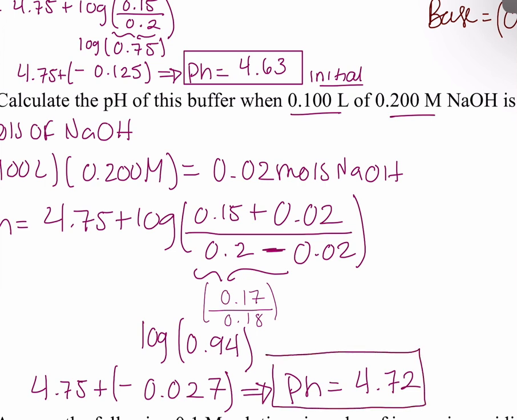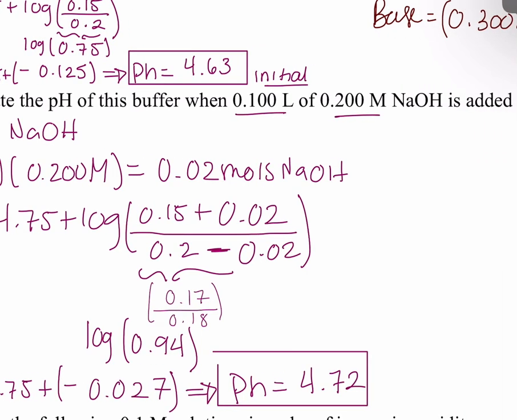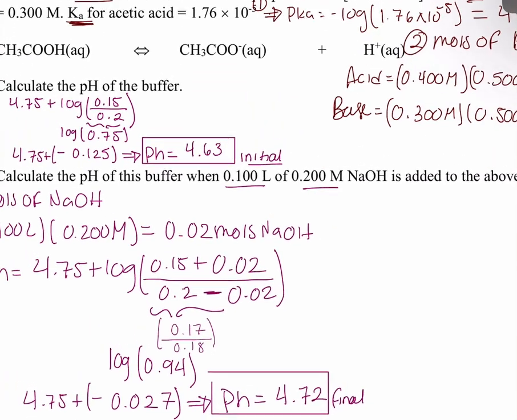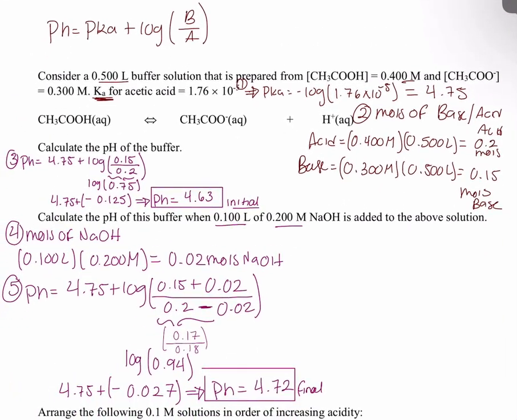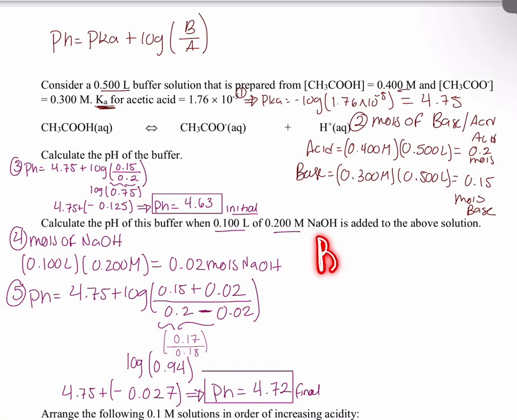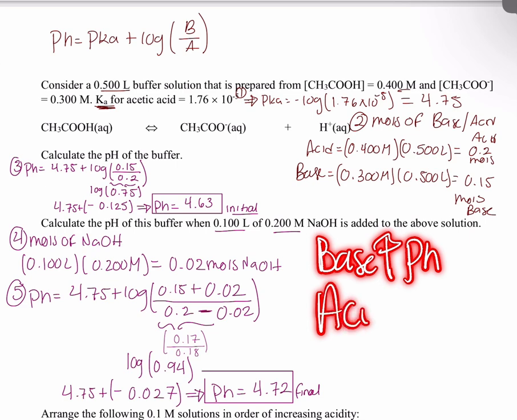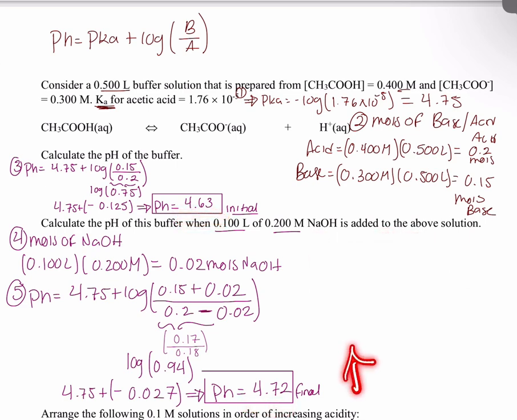And this is our final pH. And this makes sense because, like I mentioned before, a base increases pH while an acid decreases the pH. And guess what happened to our original pH and our final pH? It increased, it went up.